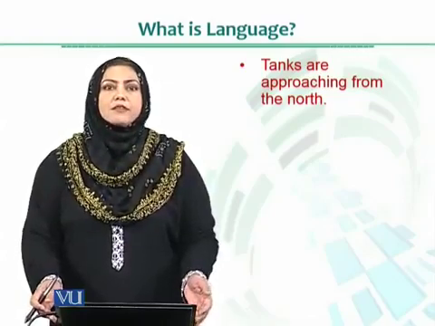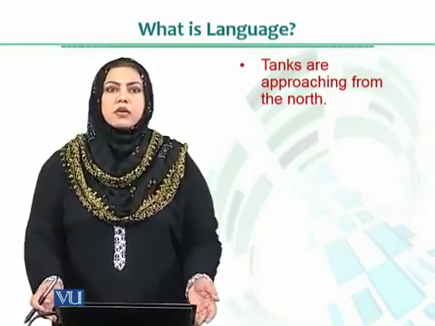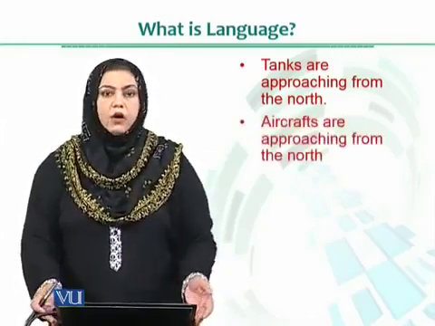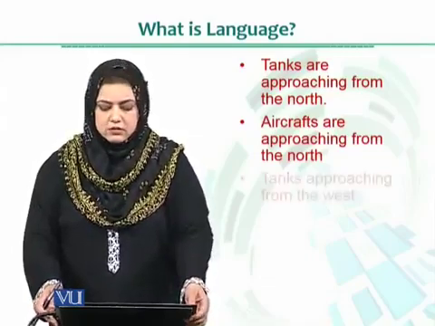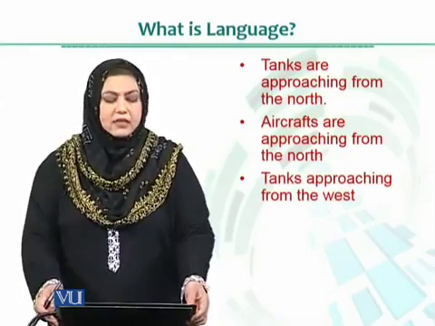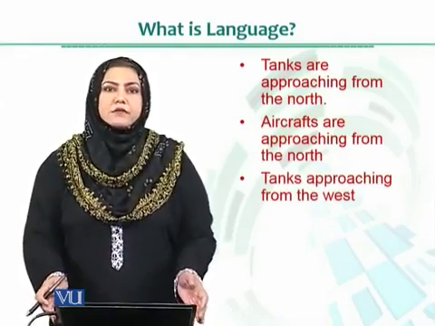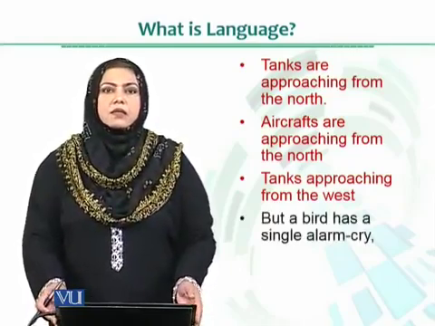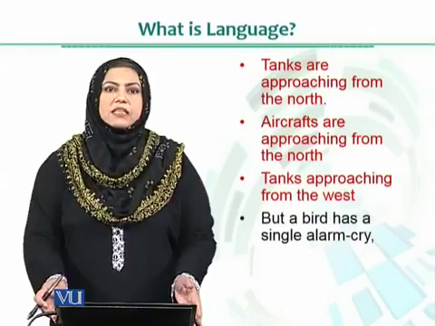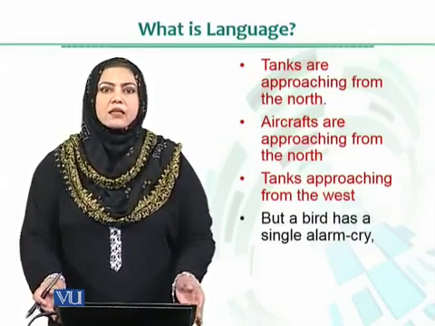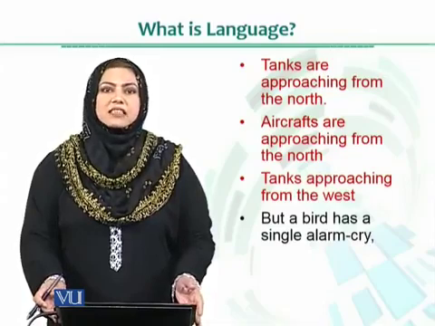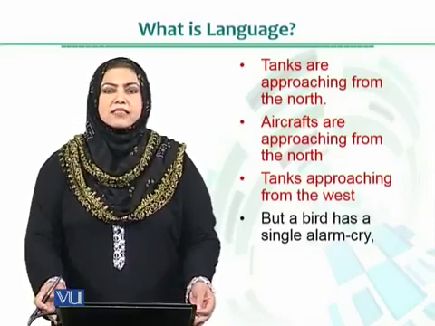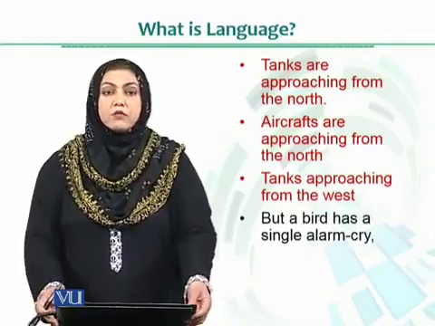So, if a human being finds that an attack is being made, tanks are coming, there are different possibilities to communicate that. For instance, tanks are approaching from the north, or aircrafts are approaching from the north, or tanks approaching from the west. So, there can be different sets of information with different structures. But if a bird has to convey that an enemy is approaching, the only possible signal is cries, which would tell that an enemy is approaching, but the minute details that the first three instances tell in case of a human being would not be conveyed.